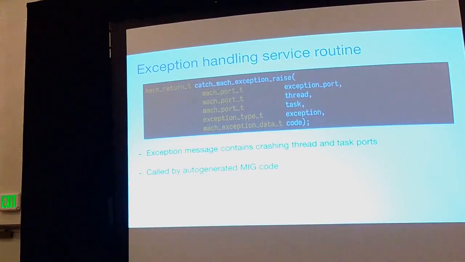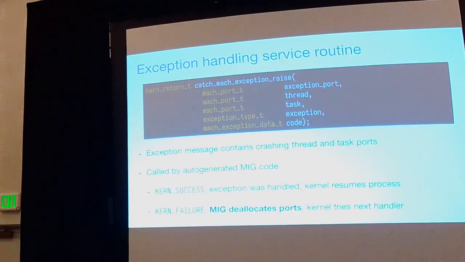But what is important is that because this function is called by MIG, there are very important semantics around the return value. If this exception handling function returns success, that indicates to the MIG code that the exception was handled, and it'll tell the kernel to resume the crashing process. However, if this function returns failure, then the MIG code that called this function will deallocate the thread and task port sent in the message and then tell the kernel to try the next exception handler. So these semantics around the deallocation of Mach ports on returning failure are absolutely critical.